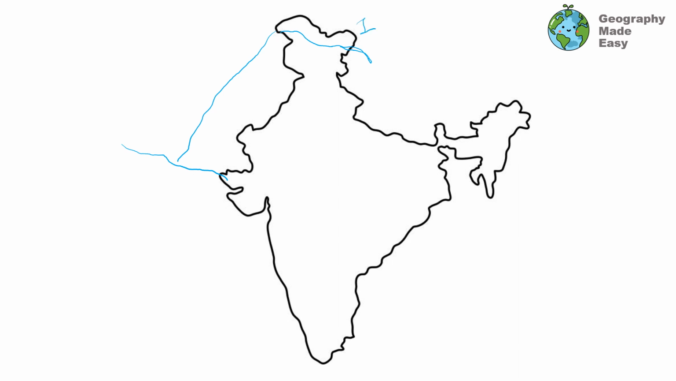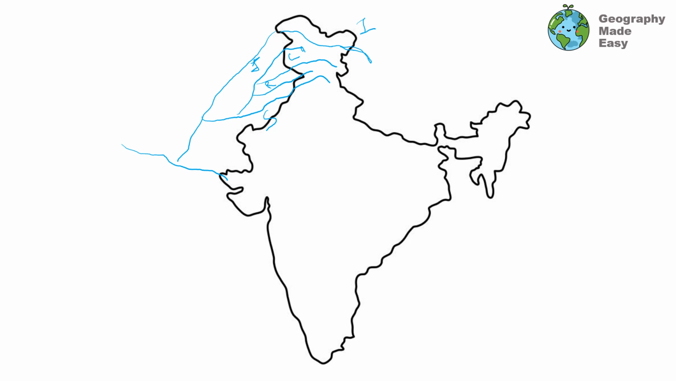Then let us draw the other tributaries of the Indus. From here we have the Satluj. This is the Satluj river, which is the southernmost tributary of the Indus. Then we have the Jhelum, which is going into part of Jammu and Kashmir. So this is my Jhelum river. This is my Chenab river. And this is my Ravi. So if we practice this a little bit, it is not at all difficult.